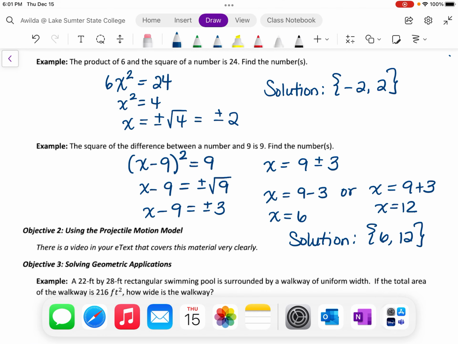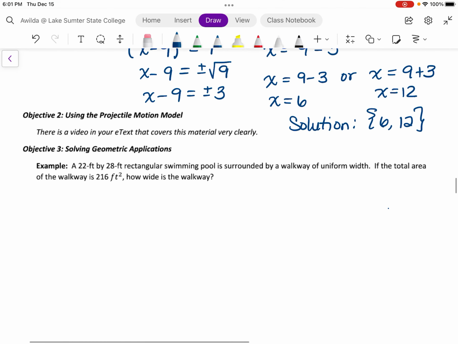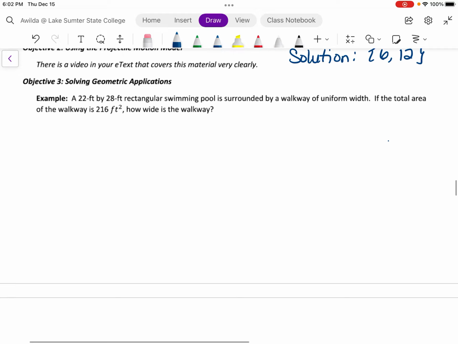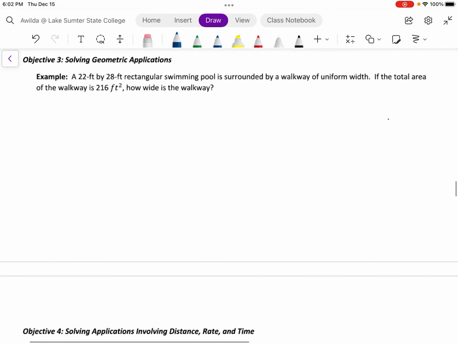Let's take a look at another example involving geometry. This one's going to be pretty involved, so make sure you leave plenty of space in your notes and make sure that you put your thinking caps on. We're told that a 22-foot by 28-foot rectangular swimming pool is surrounded by a walkway of uniform width.